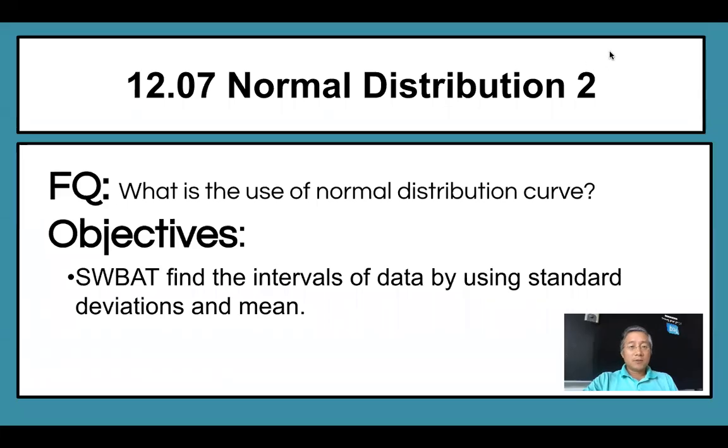Hi everyone, today we are going to talk about 12.7 normal distribution part 2. We are going to be able to find the intervals of data by using standard deviations and mean.